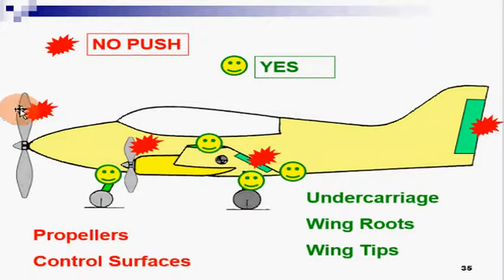Here is a position. You cannot push an aircraft from the propellers. These are the control surfaces. These are the control surfaces. You must not use these control surfaces for pushing an aircraft, but you can use the undercarriage, the wing roots, and the wing tips for pushing purposes.